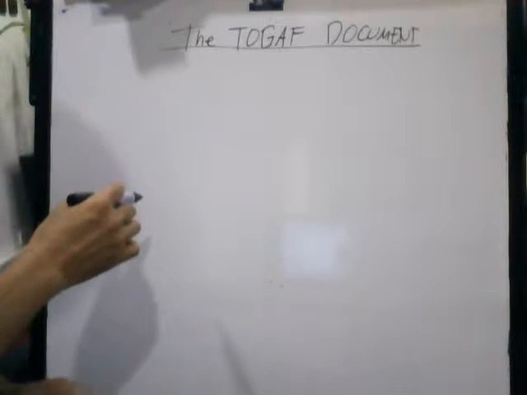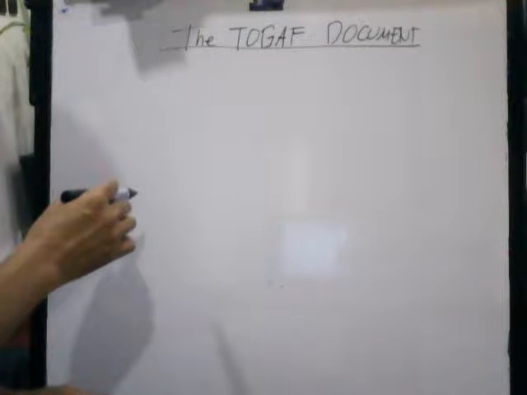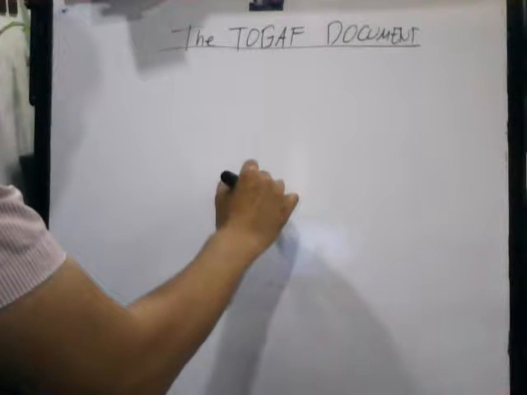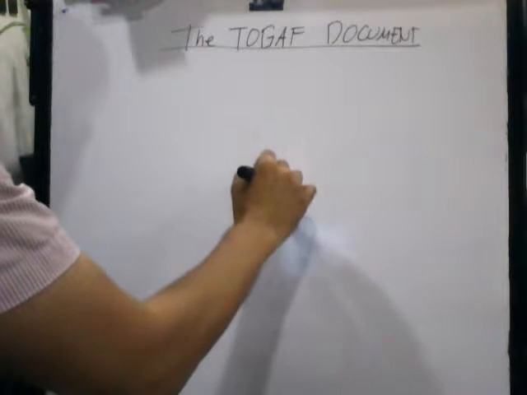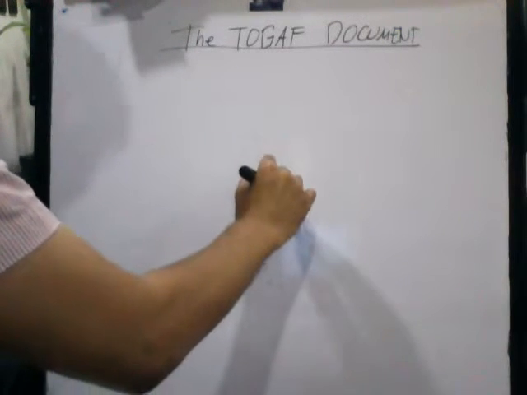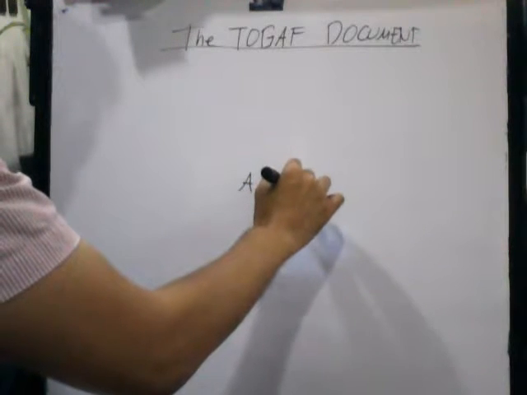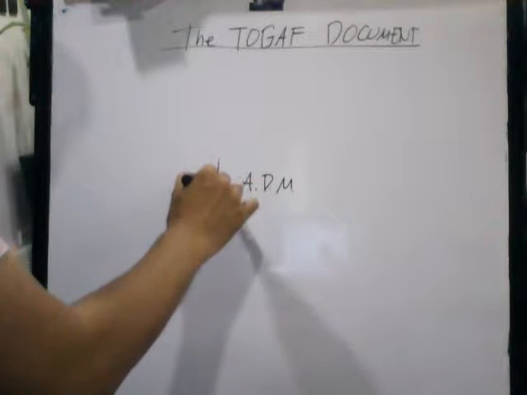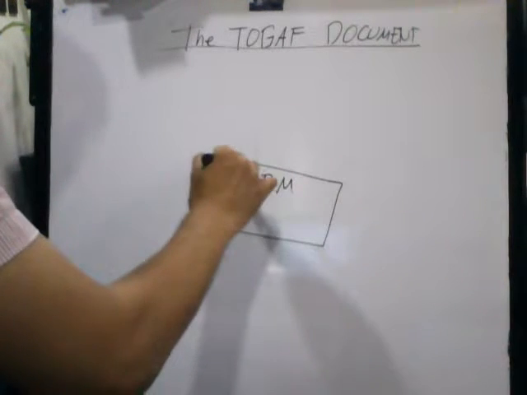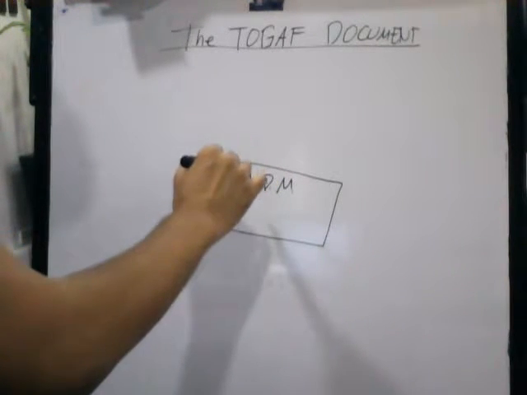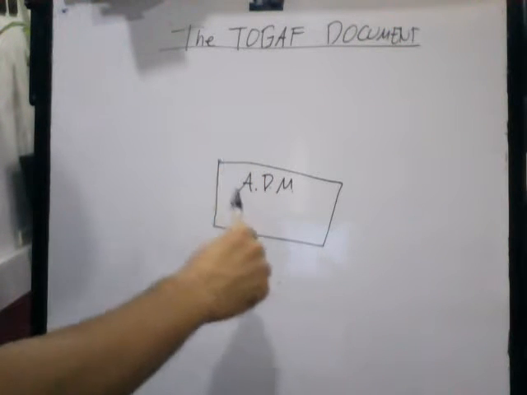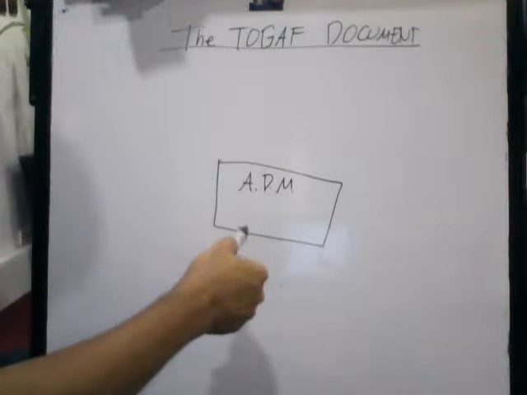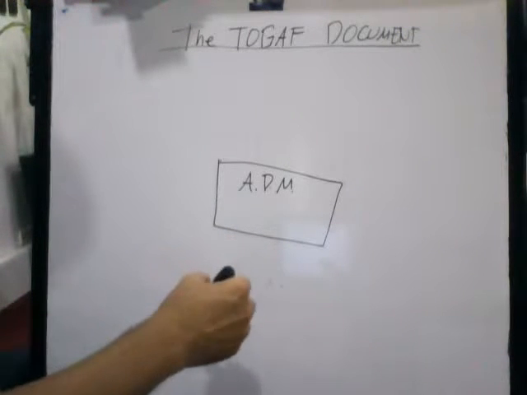Okay, first we have the architecture development method. Okay, here's the architecture development method. Now, this part represents the core of TOGAF. It describes the TOGAF architecture development method, or a step-by-step approach to developing enterprise architecture.